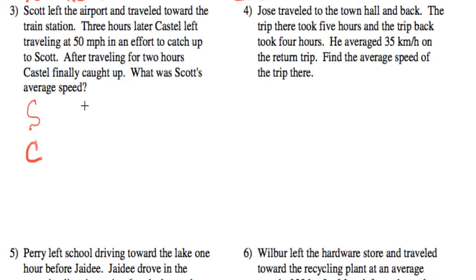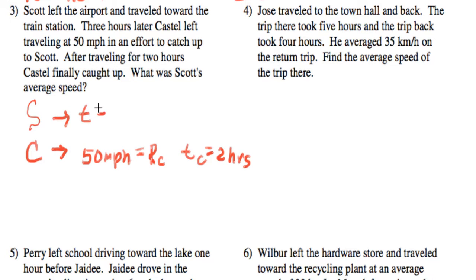Now let's see. Castel is going at 50 miles per hour. So that's Castel's rate. And it seems that the time that Castel travels for is 2 hours. What do we know about Scott? Scott is traveling for 3 hours to start with, and then an additional 2 hours as Castel tries to catch up with him. So he's got 5 hours worth of time.